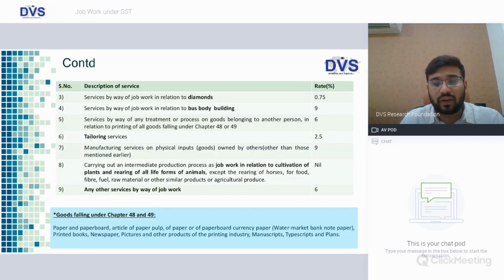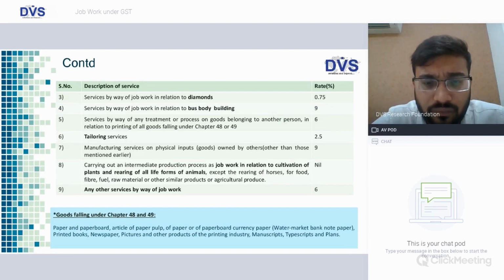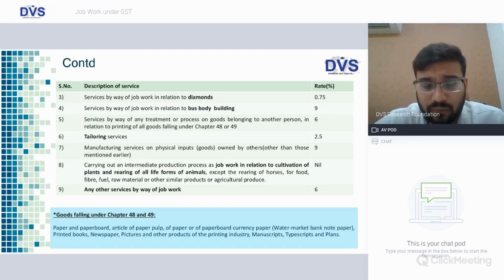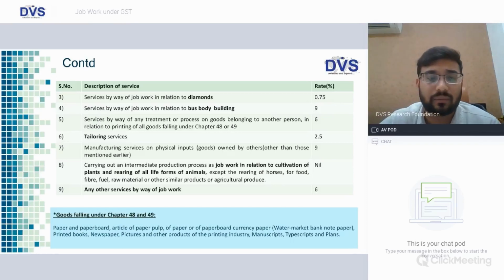Services by way of any treatment or process on goods belonging to another person in relation to printing of all goods under Chapter 48 or 49. So in case of items falling under 48 or 49, if services are provided by way of treatment or process on goods belonging to another person, so any process done on third party goods, in such a scenario it would be 6%. Tailoring services, it would be 2.5%. Manufacturing services on physical inputs owned by others, other than those mentioned earlier, 9%.